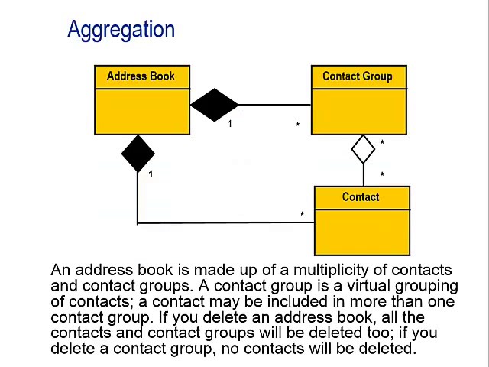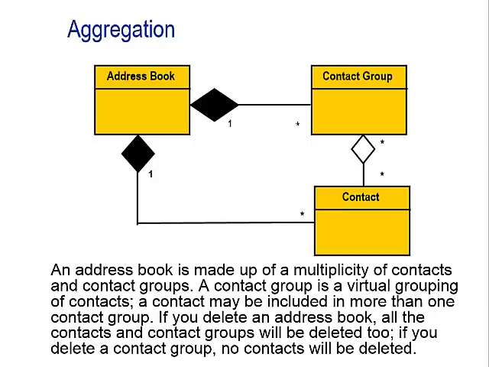Here you can see an example of shared and composite aggregations mixed in one class diagram. So we have an address book, which is made up out of contact groups. It's made up out of contact groups by using a composite aggregation. Remember, the filled diamond refers to the composite aggregation. A contact group is made up out of contacts according to a shared aggregation. An address book is made up out of contacts according to a composite aggregation.